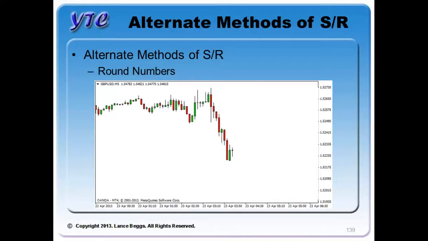This chart is a British pound US dollar 5-minute chart. Price is trending downwards. There are no price action based levels below. So where can we expect to find potential support? In this case, we should be aware of the round number level, 1.5200.